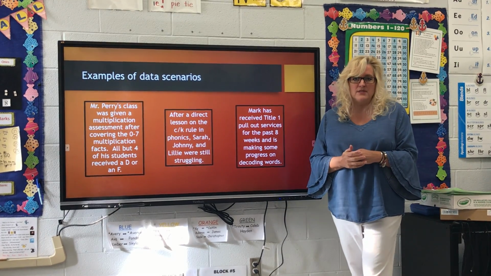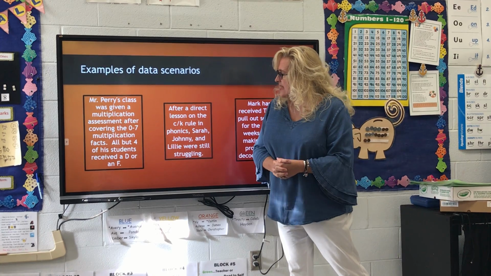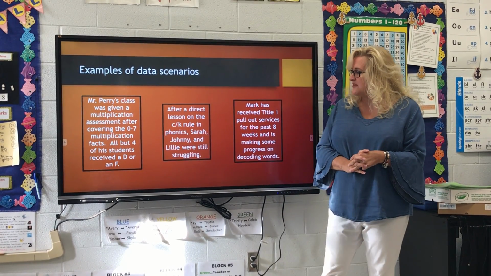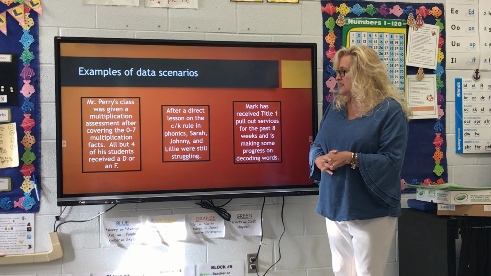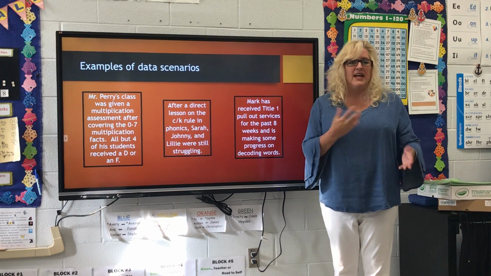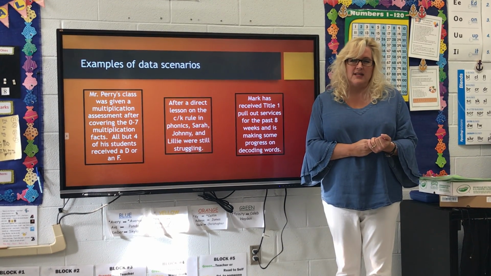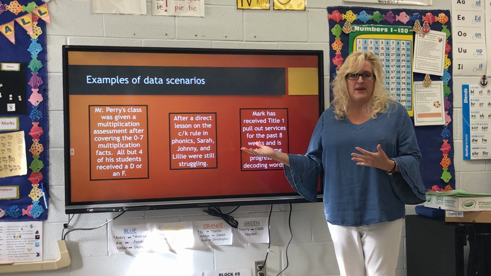Here are some examples of what the data scenario cards would be. Mrs. Perry's class was given a multiplication assessment after covering the 0 to 7 multiplication facts. All but 4 of his students received a D or an F. So I'd like for that team to be able to sit and discuss what this really means. What level of instruction are we concerned about?